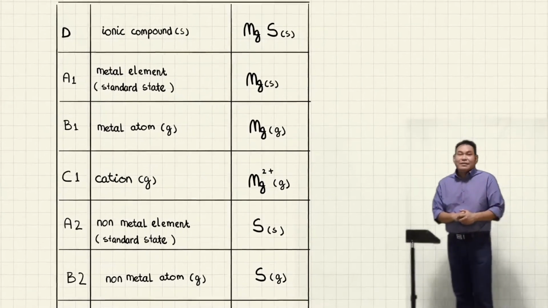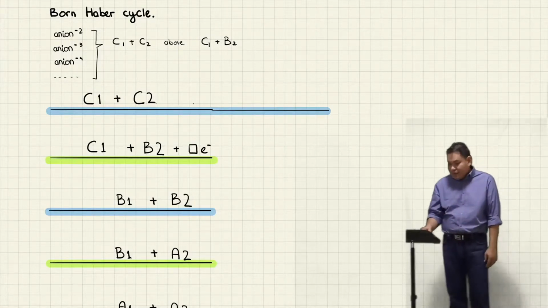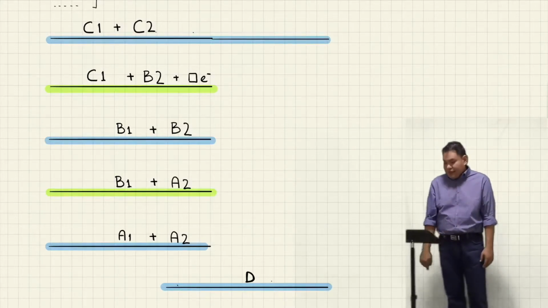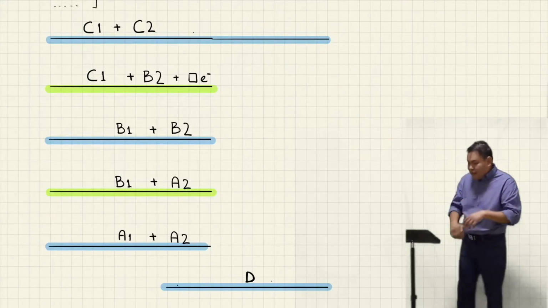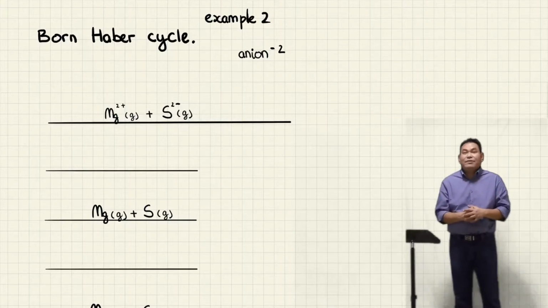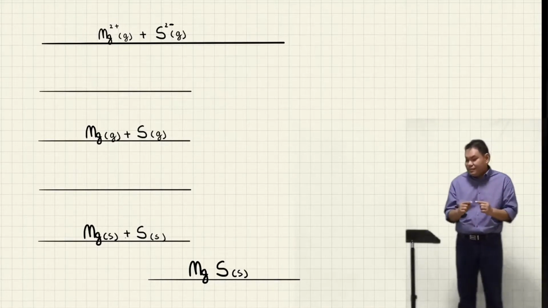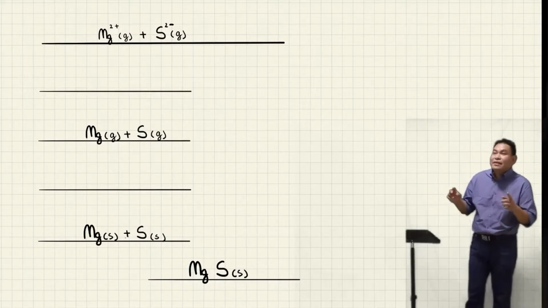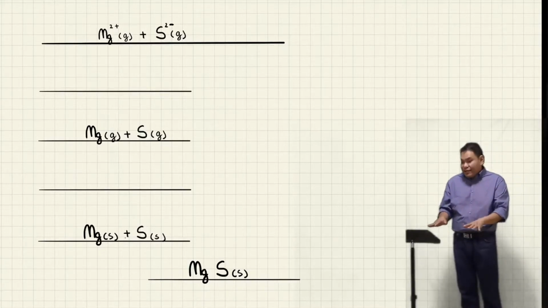Now for example 2. We already wrote down all the substances in the form of a table, which we are going to put into the horizontal lines now. We use the second pattern because this example is magnesium sulfide, MgS solid. That means the highest horizontal line is C1 plus C2. Then we put the first part, A1 plus A2, magnesium solid plus sulfur solid. B1 plus B2, magnesium gas plus sulfur gas. C1 plus C2, Mg2+ gas and S2- gas. D, which is the lowest, MgS solid.